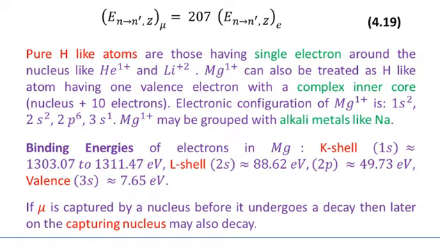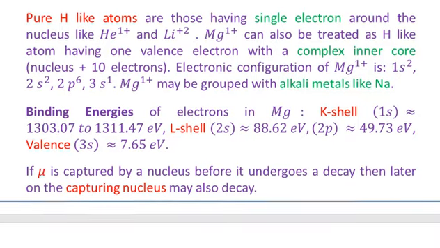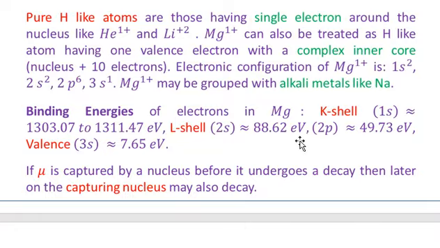Now, since I am going to discuss the magnesium atom, I would like to give you the binding energies of the electrons in the magnesium atom. For the K shell containing 1s electrons, the binding energies vary from 1303.07 to 1311.47 electron volt. You see that I am talking about binding energies, but you must assume that I have a negative sign with these energies.